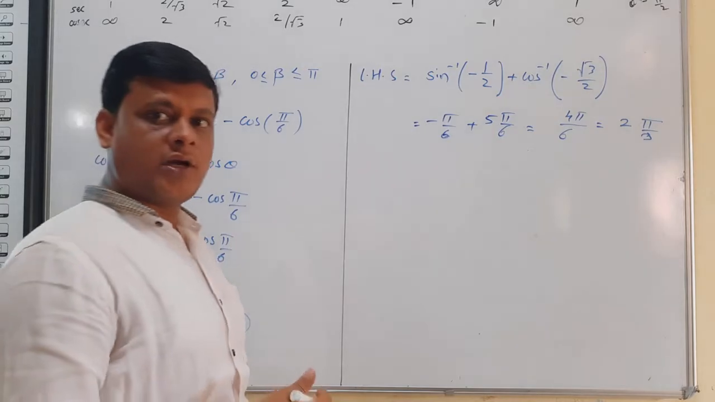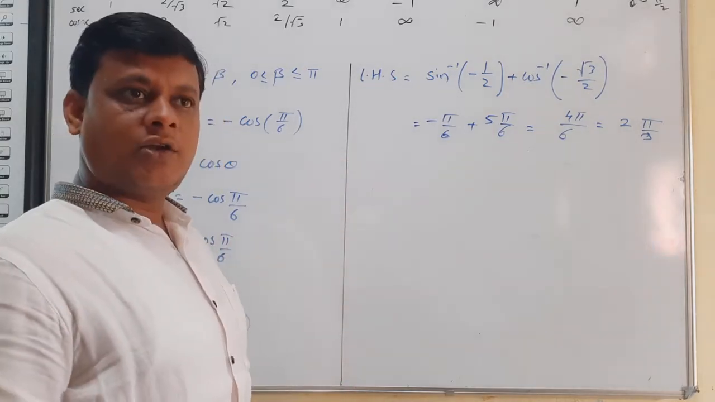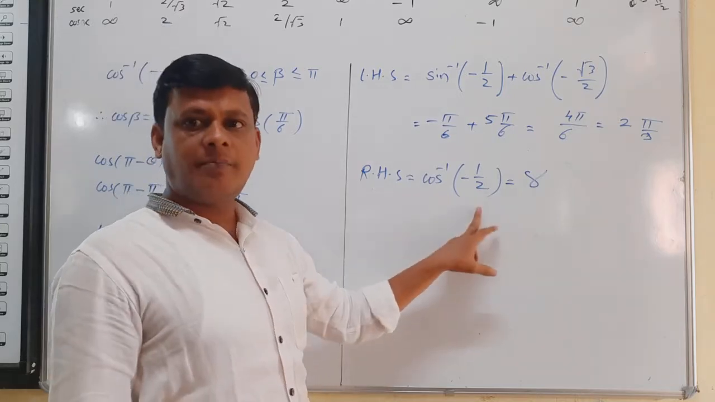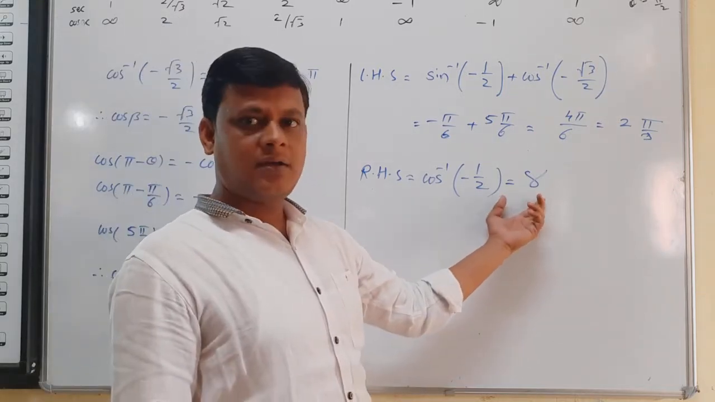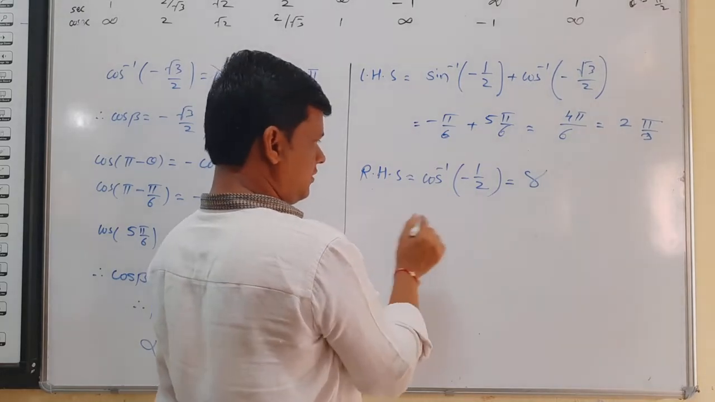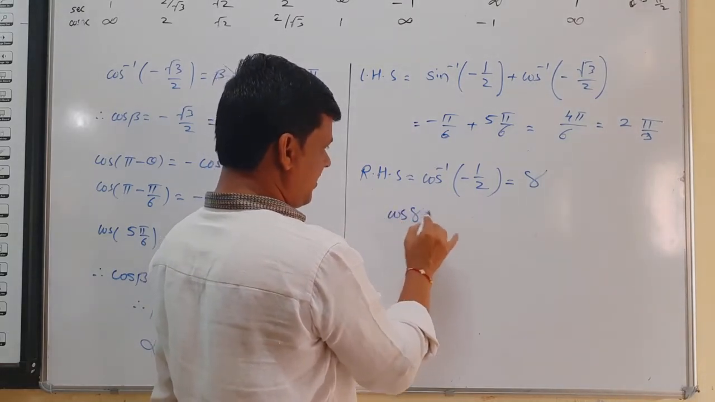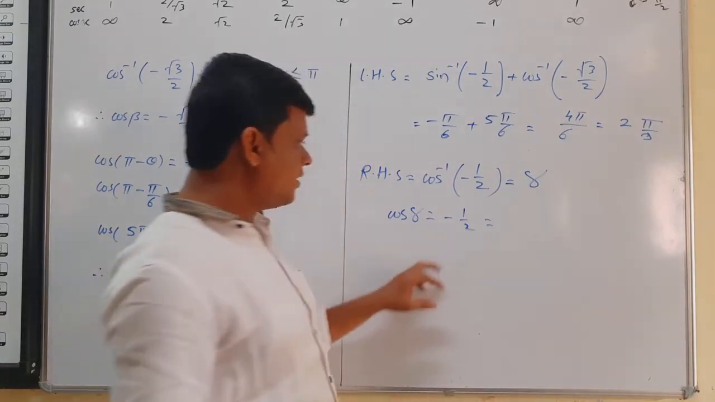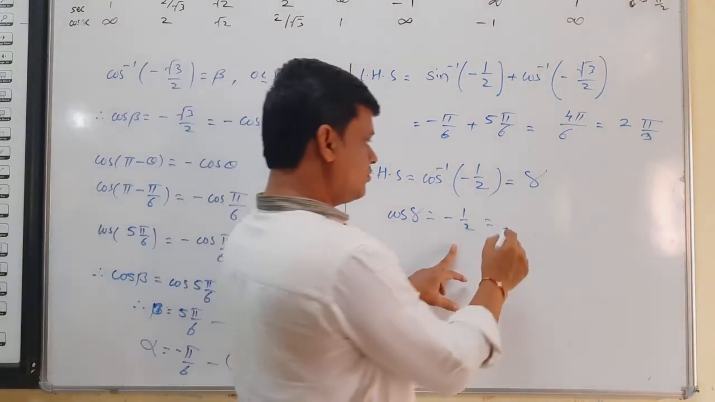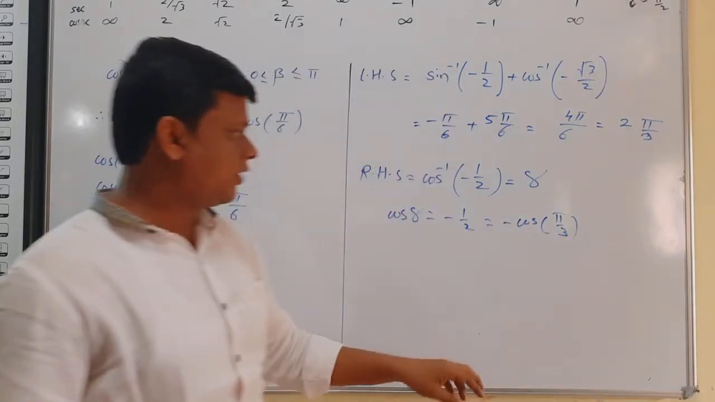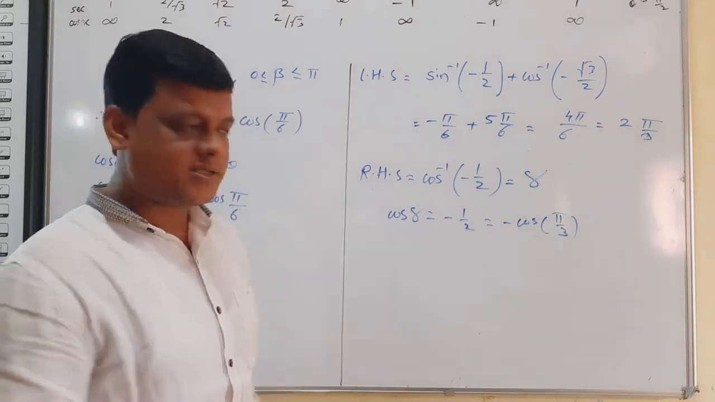So we calculate in the same way the value of RHS. Now RHS is cos inverse of minus 1 by 2 equals gamma. So we write this as cos gamma is equal to minus 1 by 2. We know that cos 60 is 1 by 2. So we write here cos pi by 3. Now we have to convert this minus sign to plus sign.